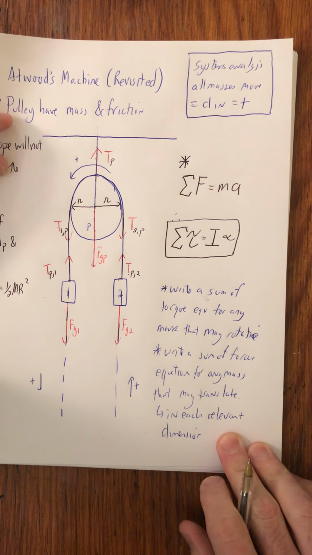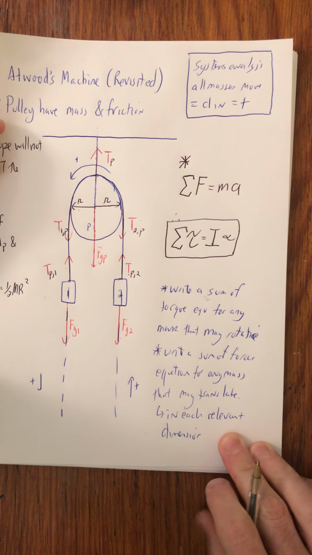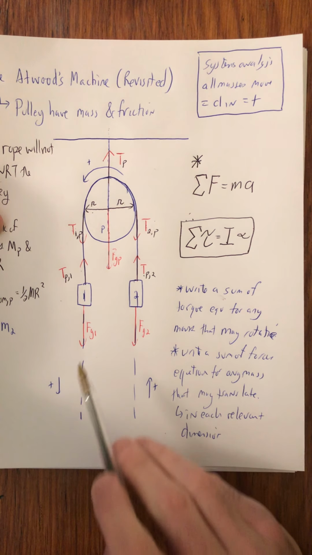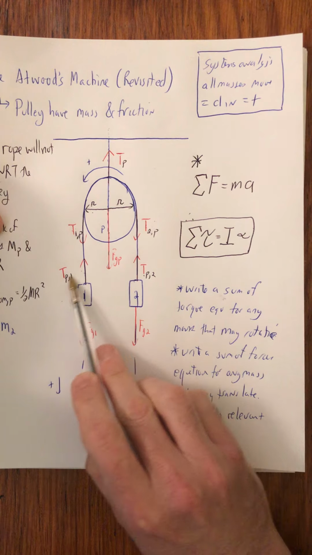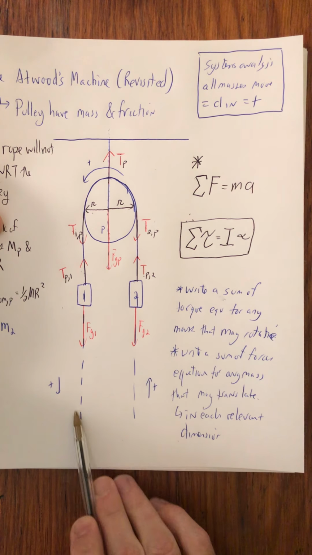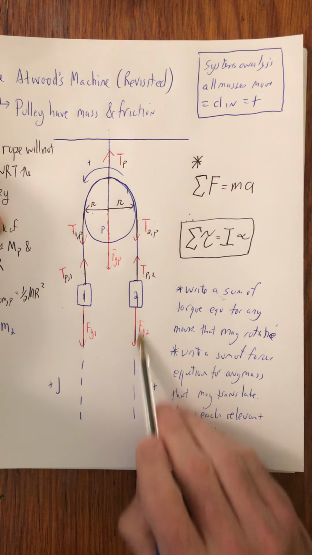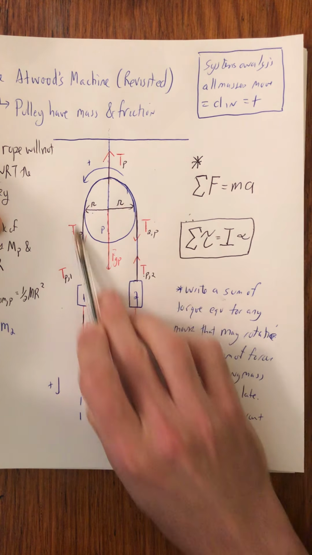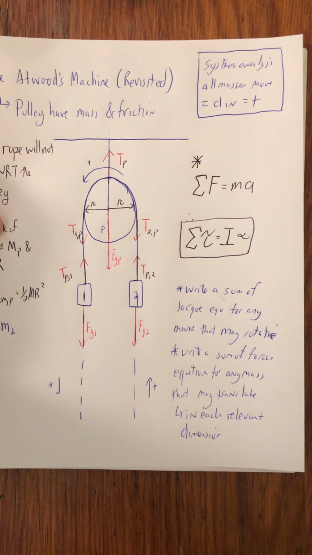So let's look at what equations we can write, and I have to go to a new page to start writing equations. I think we can identify an equation I can write here: a sum of forces along the bent axis for 1, a sum of forces along the bent axis for 2, and then we have our pulley here, and we're going to do a sum of torques for that pulley, right?